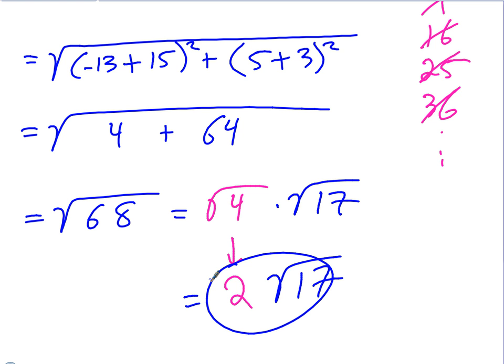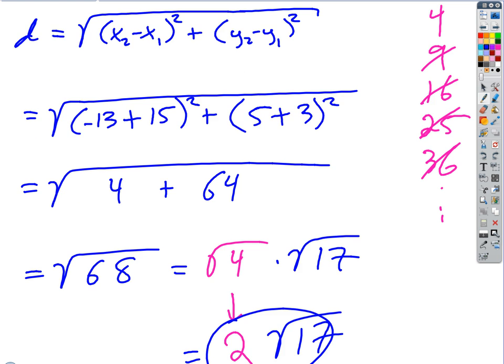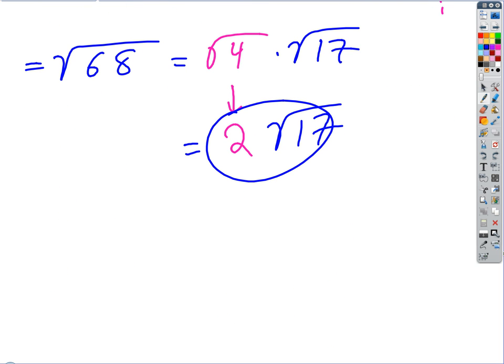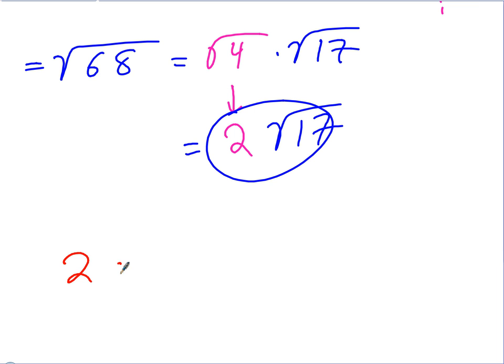Okay? How do we enter that in Moodle? Okay, so in Moodle we would say 2, well you could put a times there if you wanted, times square root of quantity 17, yeah, and that's going to do it for us. Okay, that's how we say 2 times square root of 17. Make sense?